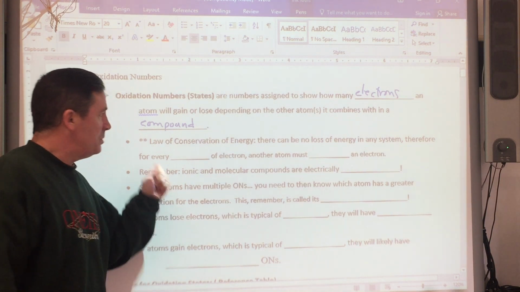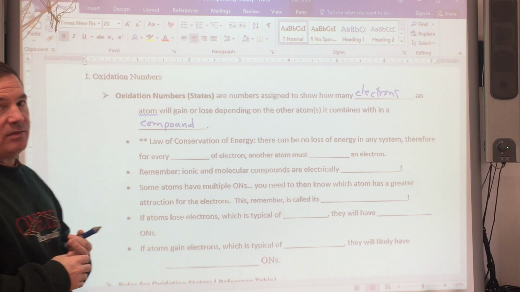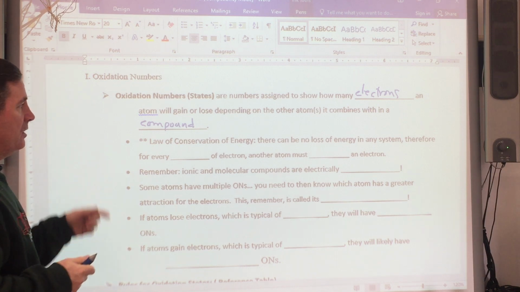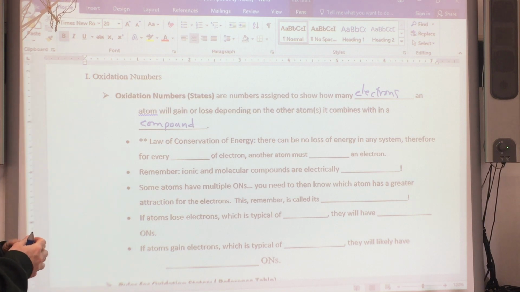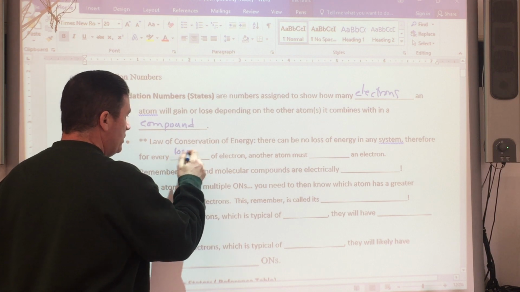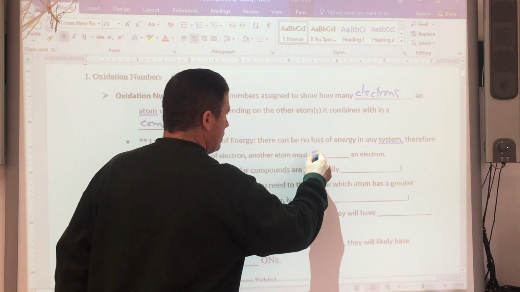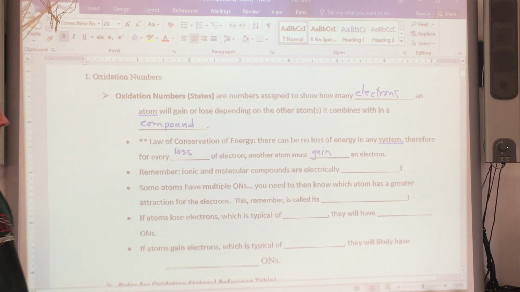Why do we have to do this? Because we have to honor the law of conservation of energy and therefore mass. Law of conservation of energy says you can't lose energy in any system. Therefore, for every loss, so if we lose an electron, something else has to gain the electron. So we're talking about electrons, and that's essentially energy.